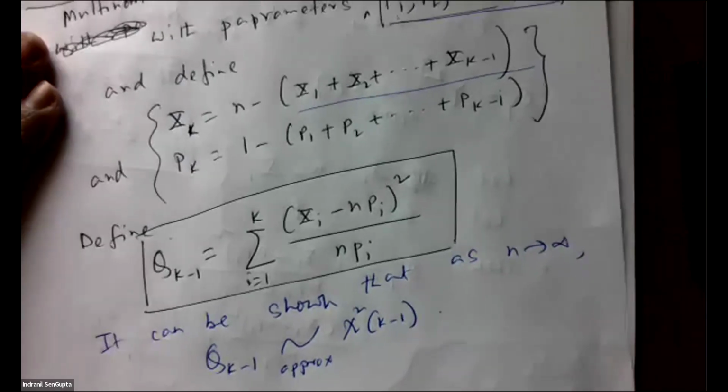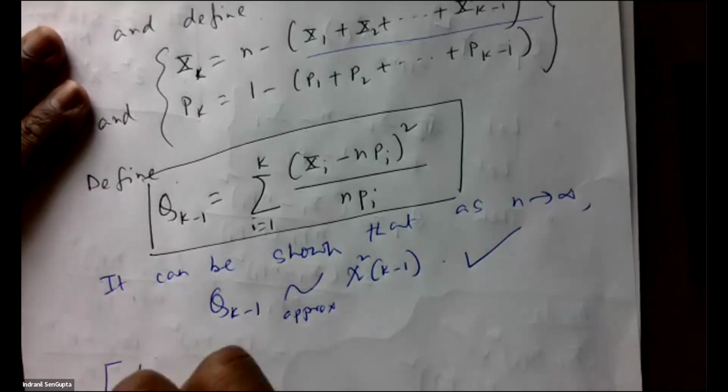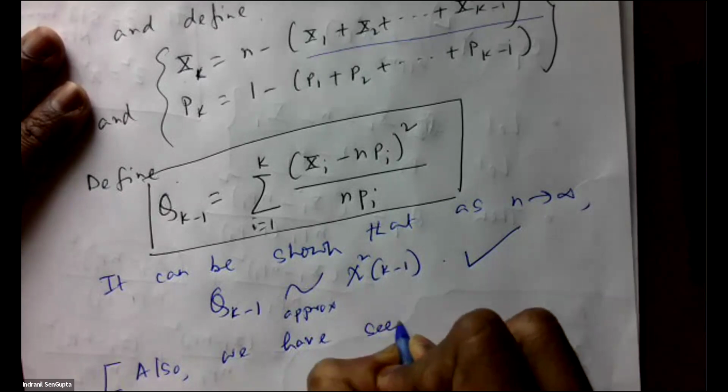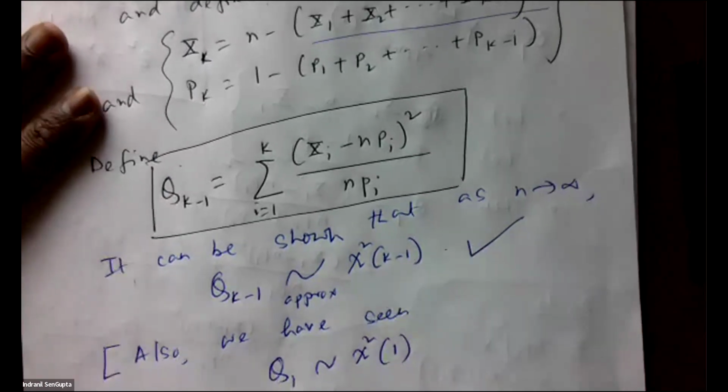All right. By the way, we have also already seen that Q1 follows chi-squared of 1.